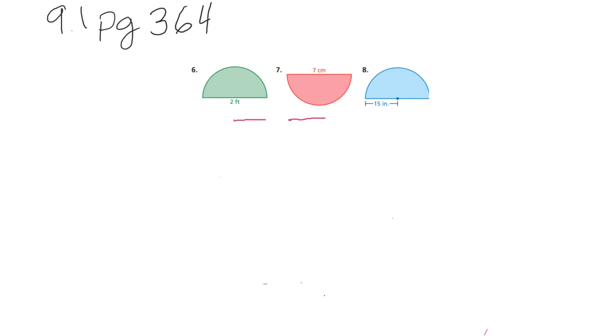Okay, so last 3 examples. I'm on page 364 now. I'll do the first one with you, and then I want you guys to pause and try the second 2. Then you can check your answers with me. First, we want to figure out the perimeter of all these semicircles. For number 6, we have a diameter of 2 feet. Remember, the diameter is the distance all the way across the circle. To figure out my perimeter, I'm going to take the circumference, divide that by 2, and add that to the diameter to get the perimeter.